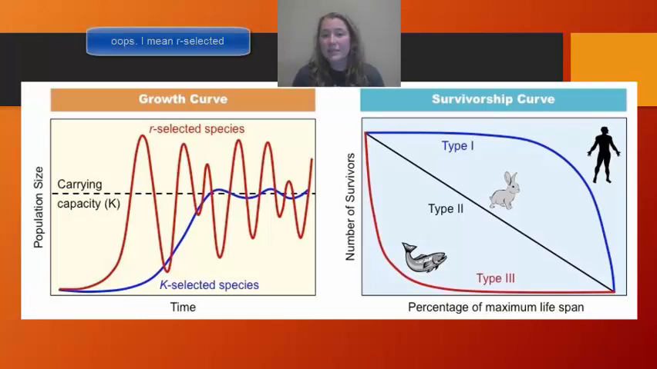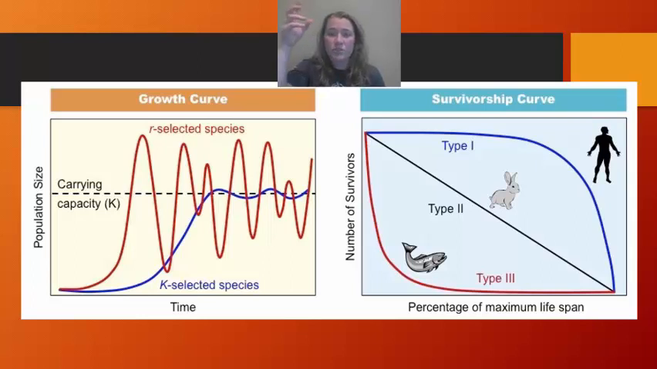So remember, R-selected species, these are things like rodents and mussels and insects. They have very little parental care, they tend to have a lot of offspring, and a lot of individuals die very young. So those would experience a type 3 survivorship curve. So you would see that there are a lot of individuals that are very young, but pretty quickly that population dies off and very few reach maturity and reach old age.